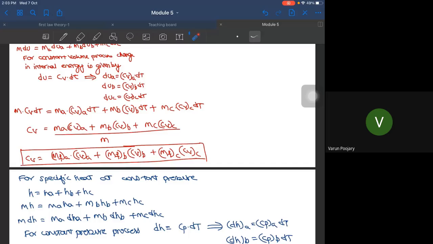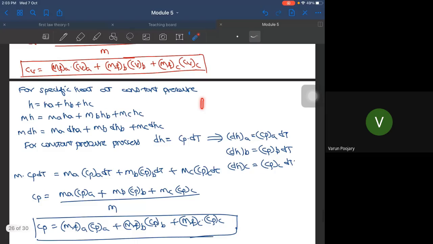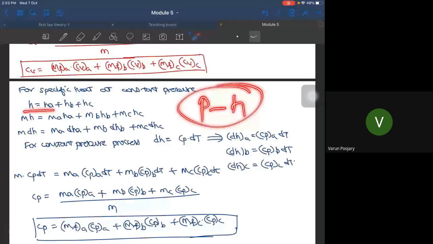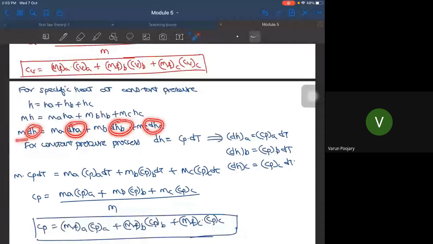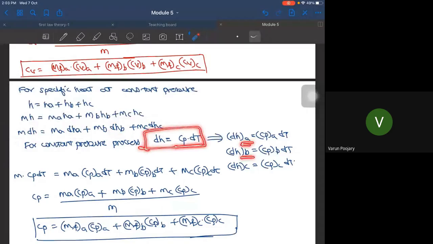Now go for the constant pressure. I told you, for the constant pressure, P corresponds to H always. So take the enthalpy form of Gibbs-Dalton's law for the masses, differentiate it, and dH is given as, I told you, Cp into dt. Apply it for the A, B, and C gases.